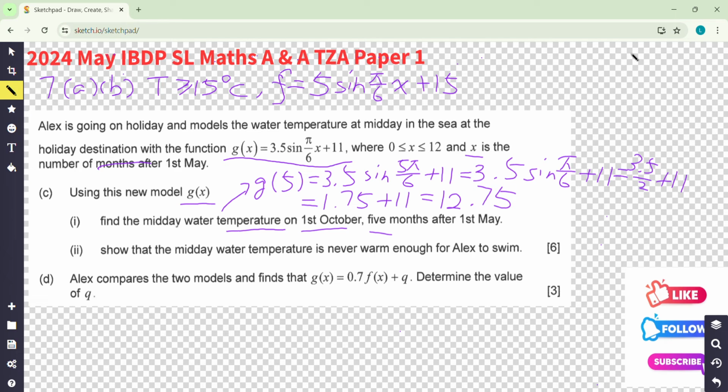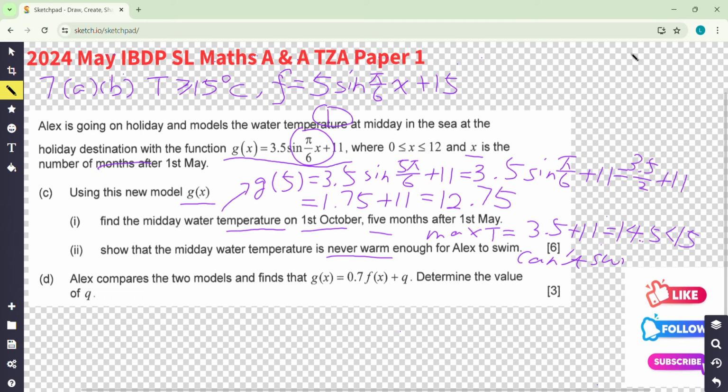Okay, and then next one, the sodium body temperature is never warm enough. So maximum temperature is taking the sine as 1, right? Is the maximum, right? So the maximum temperature, you can say maximum T is 3.5 plus 11, 14.5. So you notice in the previous section less than 15, so can't swim. Yeah, it's a song question, so we need to show the process.